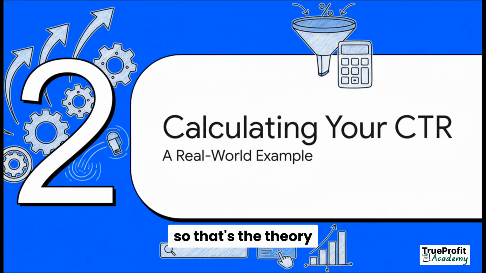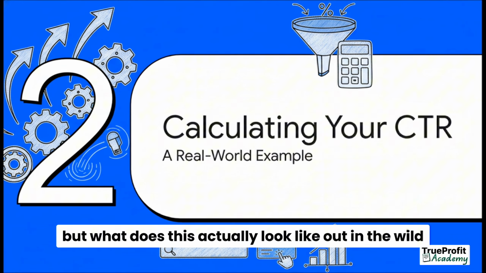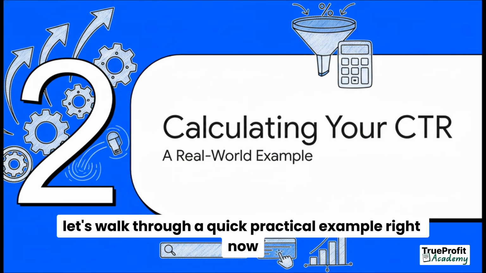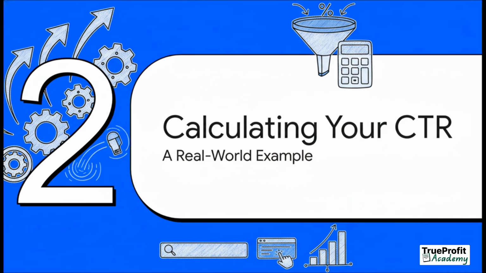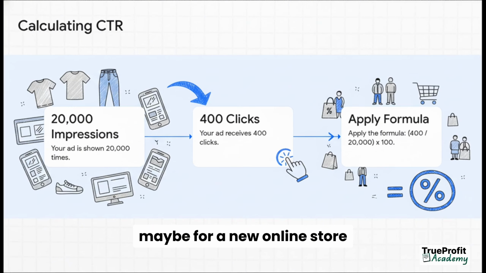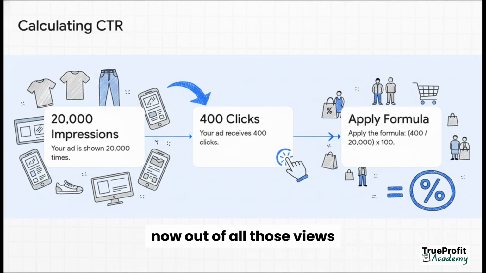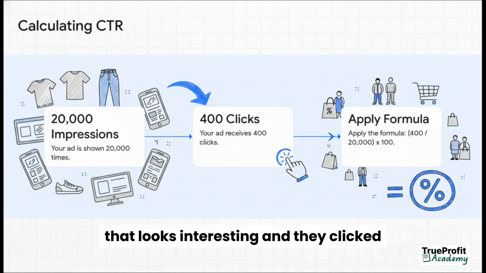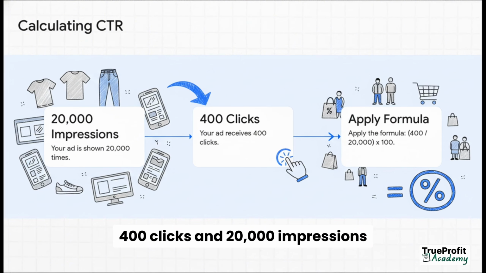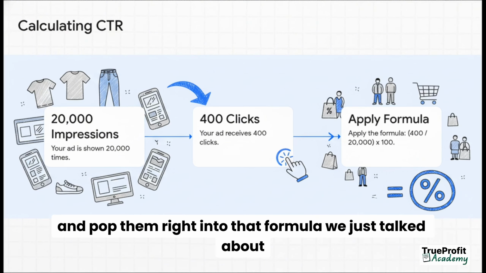Okay, so that's the theory, but what does this actually look like out in the wild? Let's walk through a quick, practical example right now to make this formula really stick. Let's imagine you're running a campaign, maybe for a new online store. Your ad gets shown to people 20,000 times. Now, out of all those views, 400 people thought, hey, that looks interesting, and they clicked. All we have to do is take those two numbers, 400 clicks and 20,000 impressions, and pop them right into that formula we just talked about.